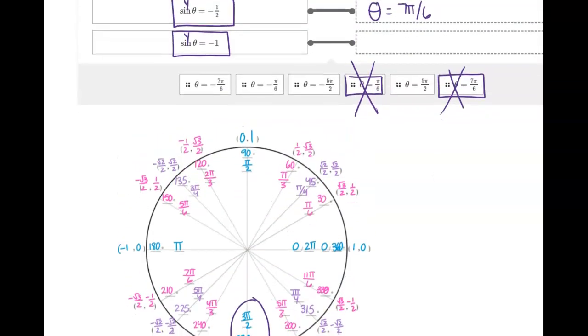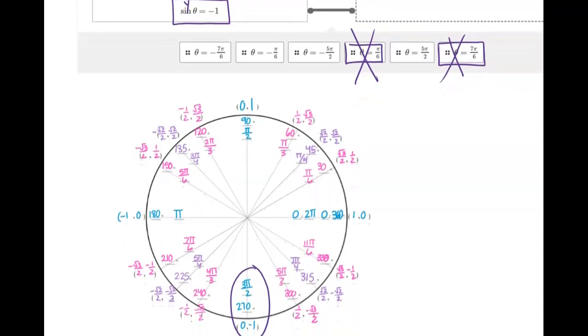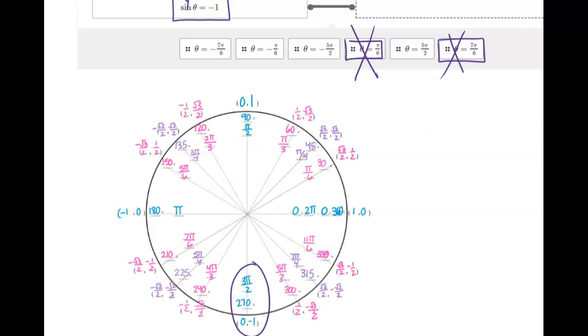And so first, the instinct is to say, oh, the answer's not there. And that's not necessarily true. We just have to look at it differently. So I do know that my answer is going to be something over 2. Okay? So it can't be the negative 7 pi over 6 or the negative pi over 6. So we have two options.